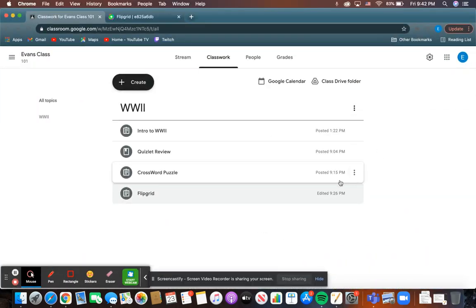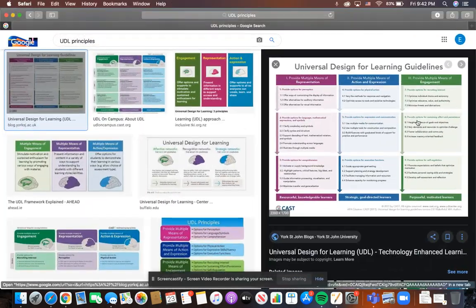Action and expression. And so there are multiple forms of media communicating. We have YouTube, we have Flipgrid, and a Quizlet. And so we're not using a bunch of YouTube videos. We're not doing a bunch of Quizlets. We're not doing a bunch of Flipgrids. We have a variety.